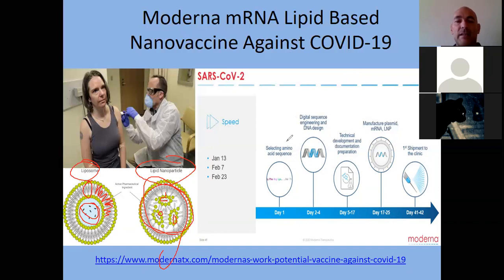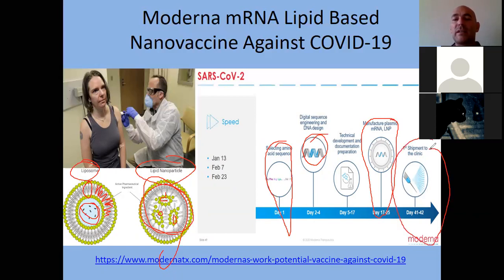You can see the scale here. This is when the amino acid sequence was selected, and then they designed the RNA, and then within 17 days they were able to produce this vaccine. They only needed a little more than 2 weeks to produce this new vaccine. And then within 41 days, they were already testing this in clinical trials.